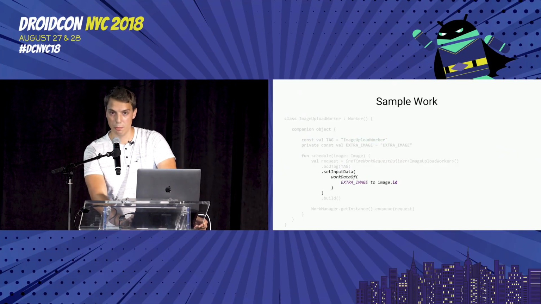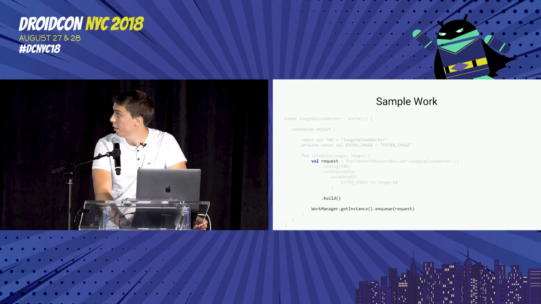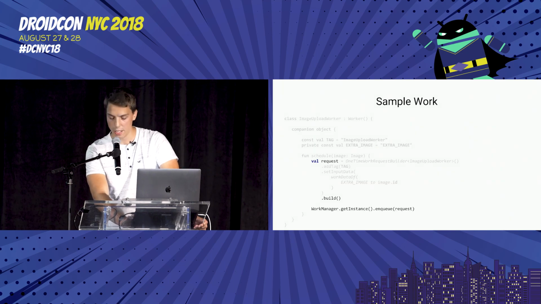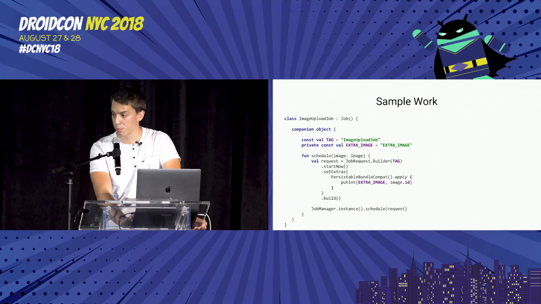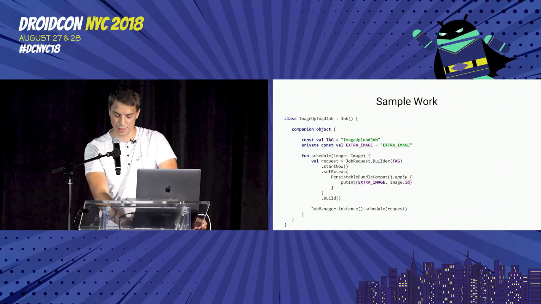And then I define my input data. Again, that's very similar. And in the end, I call build and I enqueue my work request through WorkManager. And same thing here. This is, in the end, almost exactly the same API as Android Job. So that makes the transition easy.